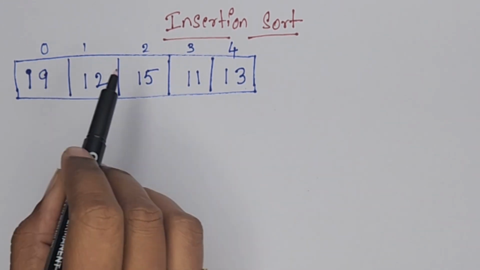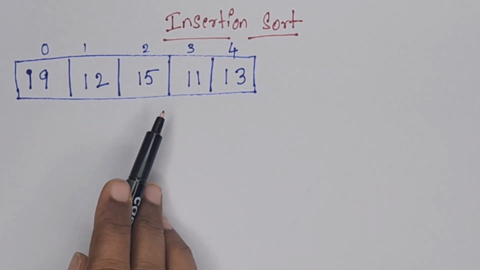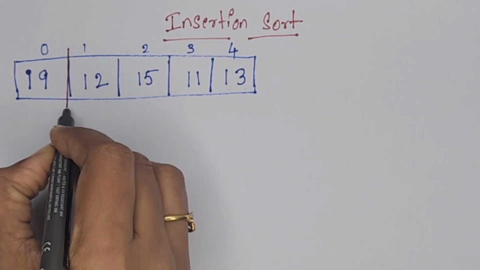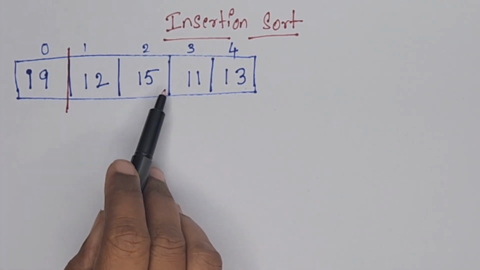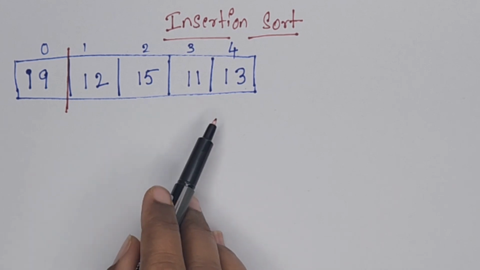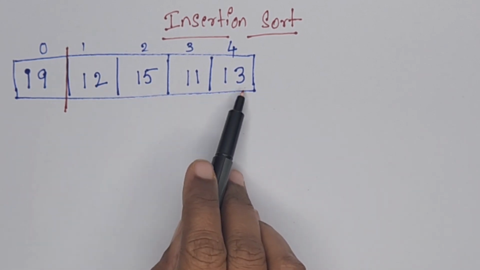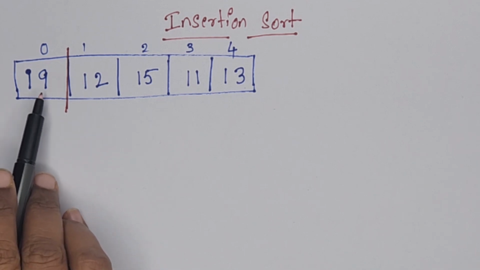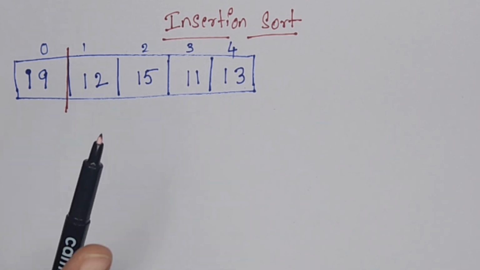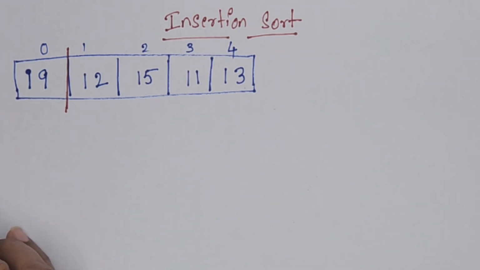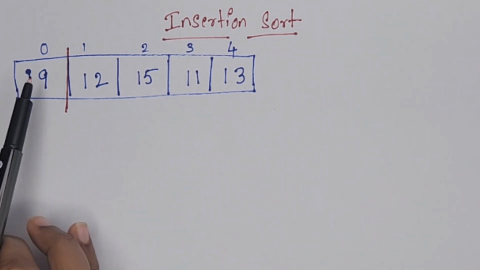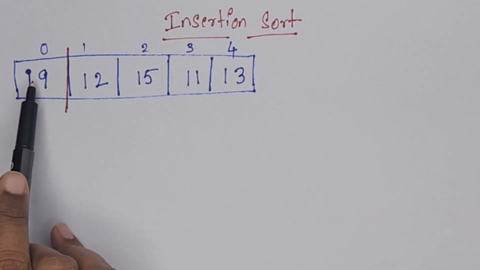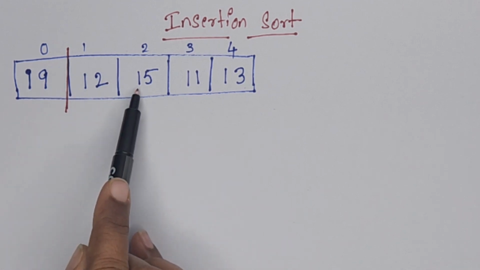Now the array is divided into a sorted subarray and an unsorted subarray. Initially, just consider one element to be in the sorted subarray. All the remaining 4 elements are in the unsorted subarray. Now we have to sort all these 4 elements. Why have I taken one element in the sorted subarray? If there is only one element in an array, there is no need to compare it with other elements. One element is in sorted order by itself. So I have taken one element into the sorted subarray. Just consider this is the sorted subarray and this is the unsorted subarray.